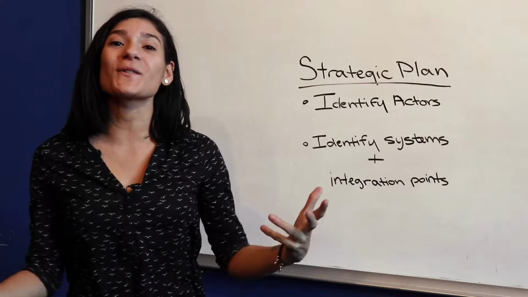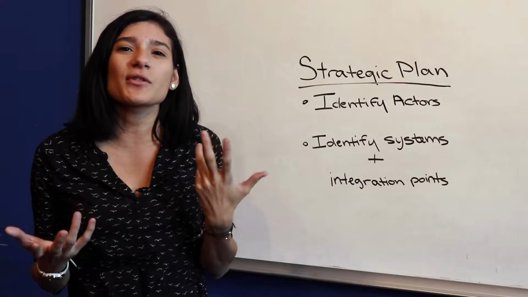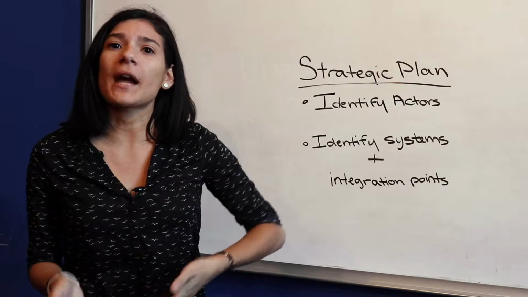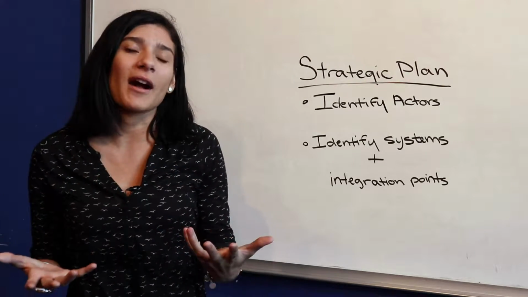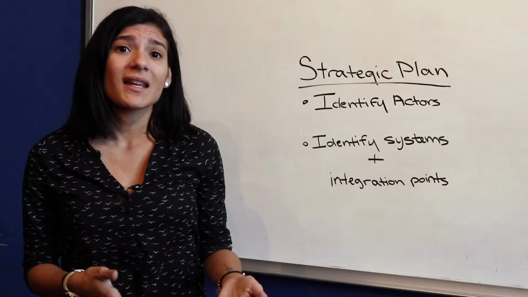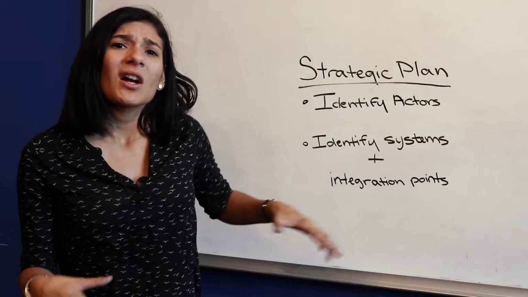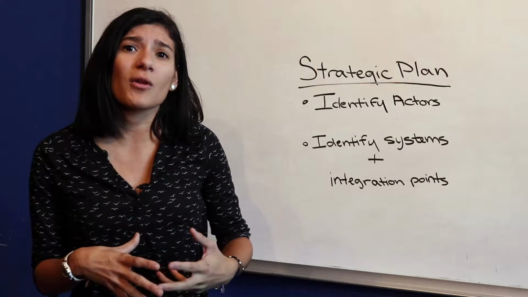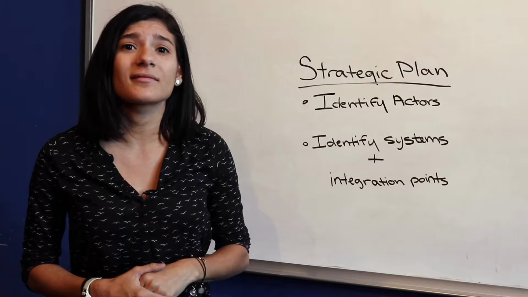All right, so the second part to our strategic plan is to identify our actors. What types of users are going to be interacting with your app? You can have a regular user versus an admin user. Your admin might actually have more access than a regular user might. And then we also want to identify systems and integration points. Our integration points can be anything from integrating with Salesforce or Facebook and Google authentication.